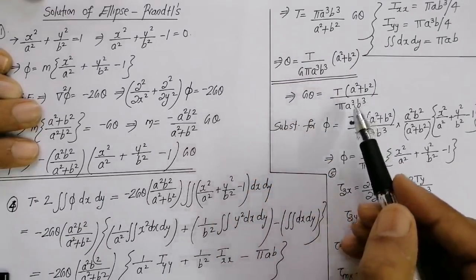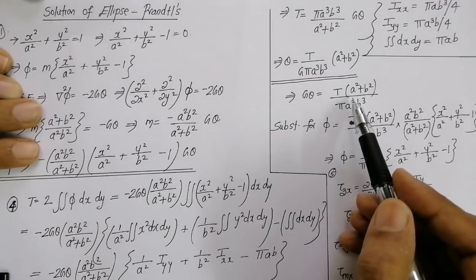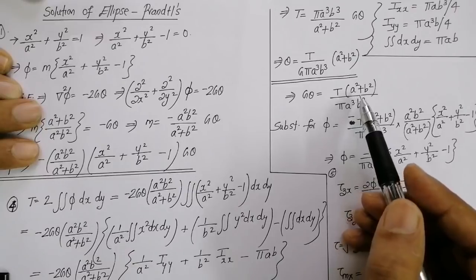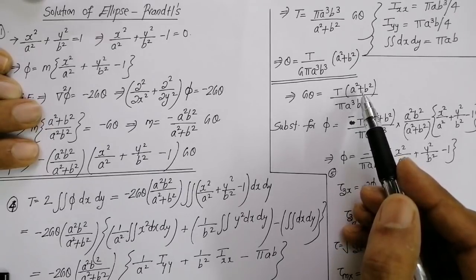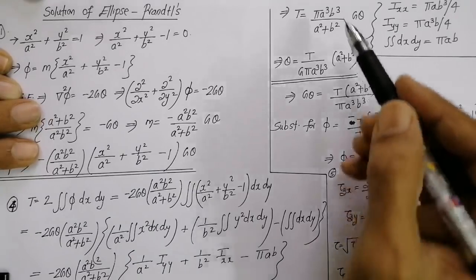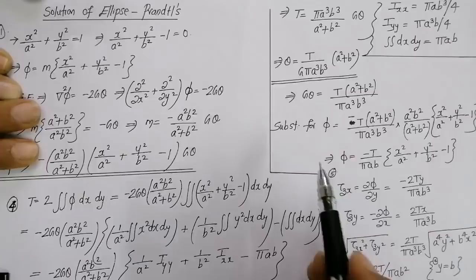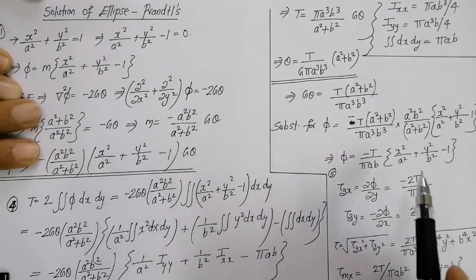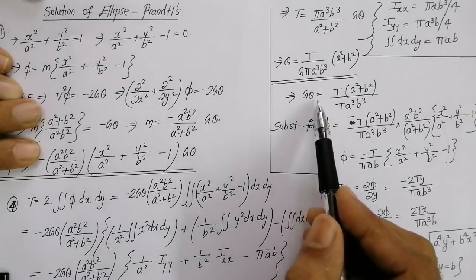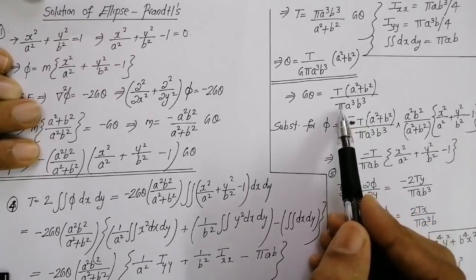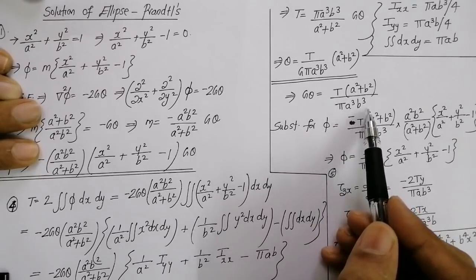Now in the question paper, it is asked what is the torsional rigidity. Torsional rigidity is equal to Gj, which is equal to T divided by theta. So if you divide this equation by this equation, you will get the torsional rigidity. Now g theta equal to T into a square plus b square by pi a cube b cube.